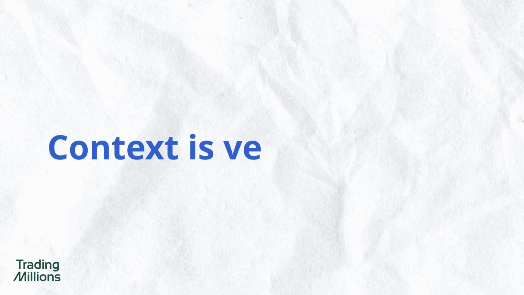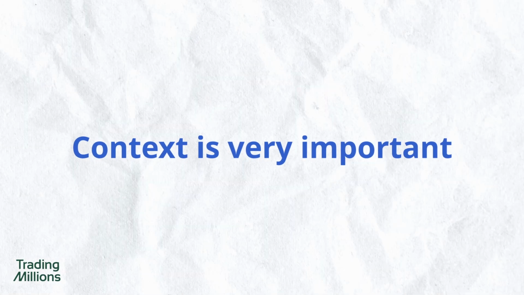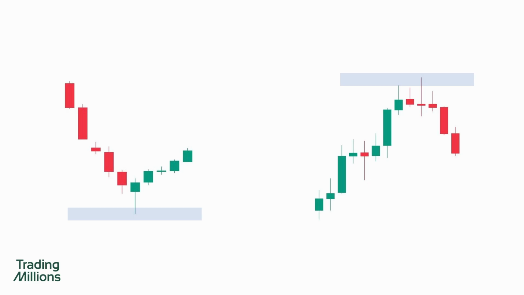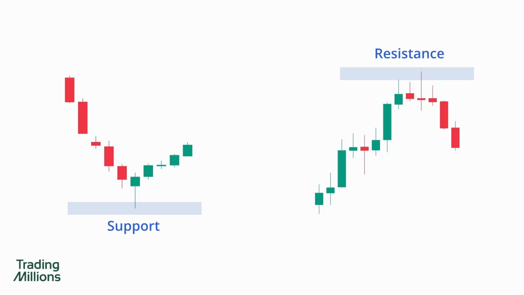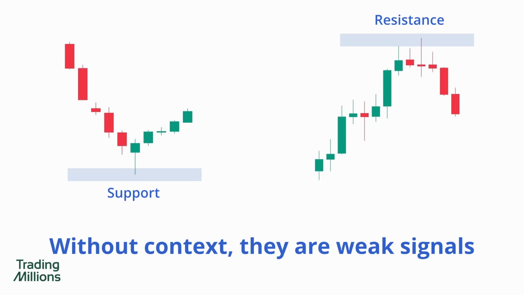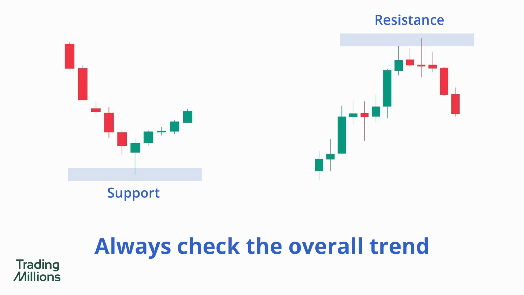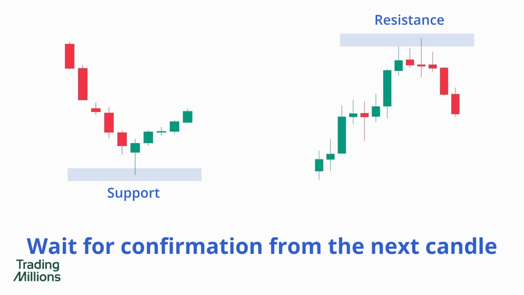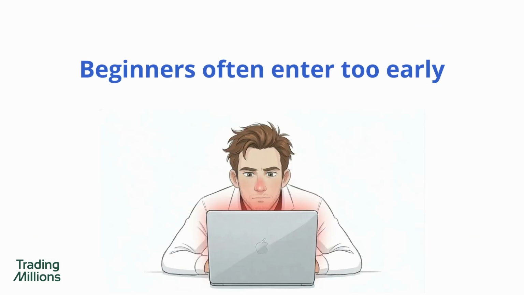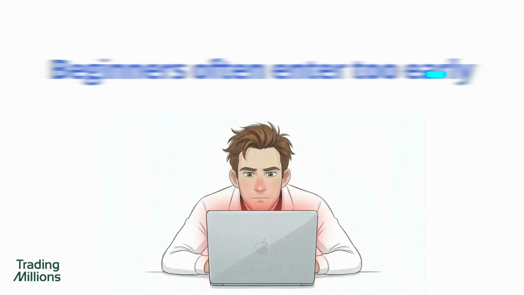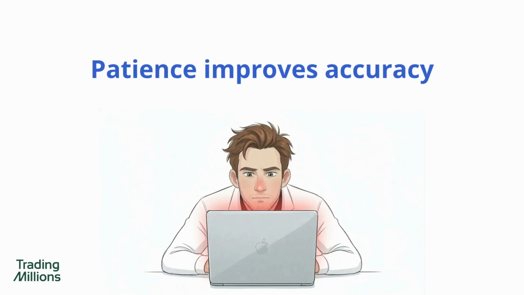However, context is very important. These patterns work best at key levels, such as strong support or resistance. Without context, they are weak signals. Always check the overall trend and wait for confirmation from the next candle. Beginners often enter too early. Patience improves accuracy.